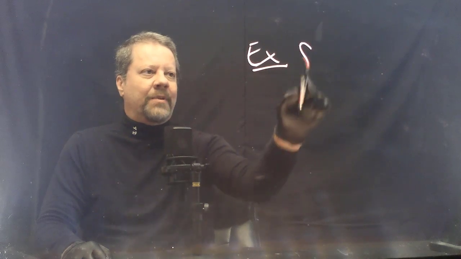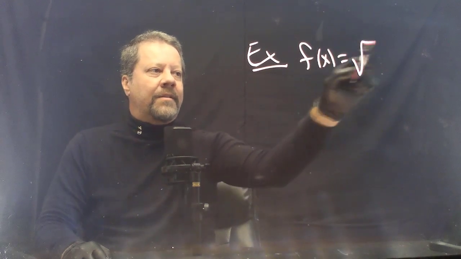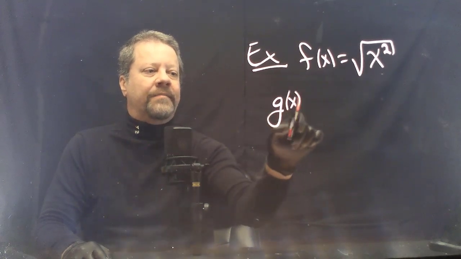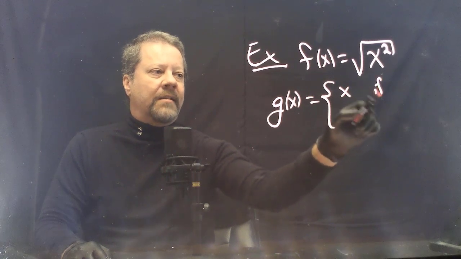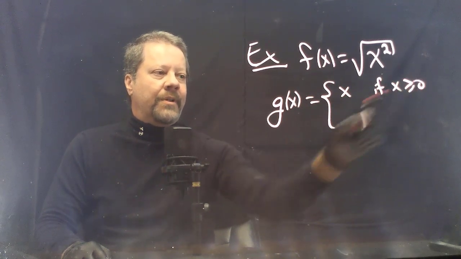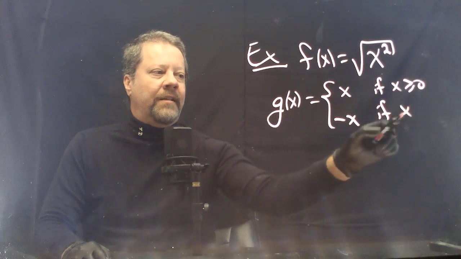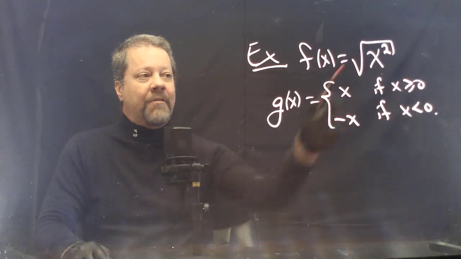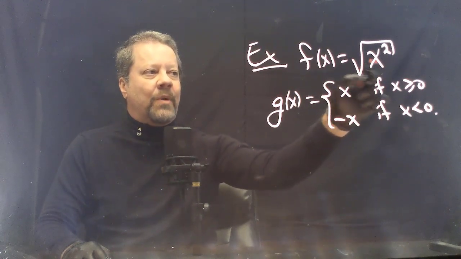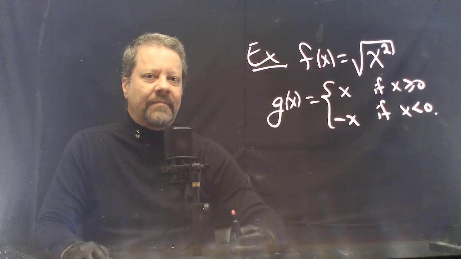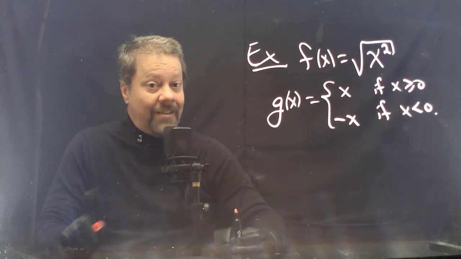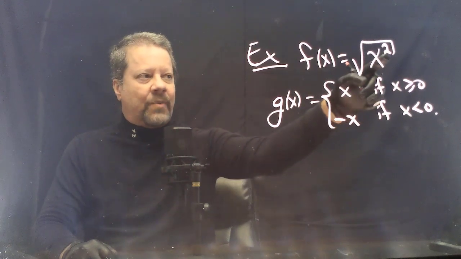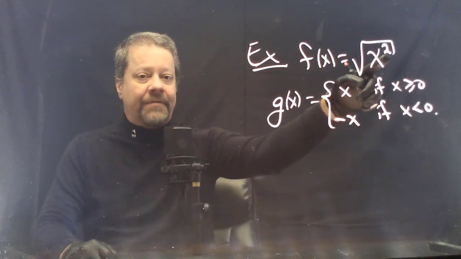Let me give you an example. Suppose f of x is the square root of x squared, and g of x is x if x is bigger than or equal to 0, and negative x if x is less than 0. Now, you might remember that the square root of x squared is the absolute value of x, not x. You can see if I plug a negative 2 in for x, squaring has the priority. You get positive 4.